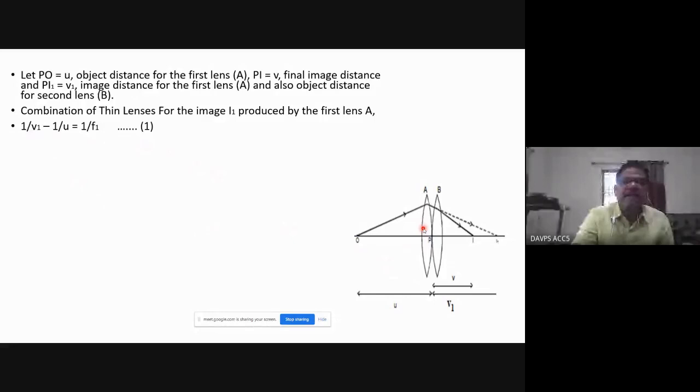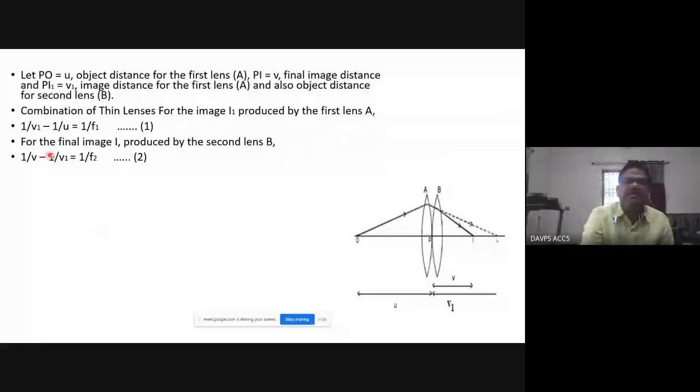Clear? For the final image I produced by the second lens B, B is producing the final image. So for B, 1 by V minus 1 by V1 equal to 1 by F2. That is for the second lens, you are applying the lens formula.